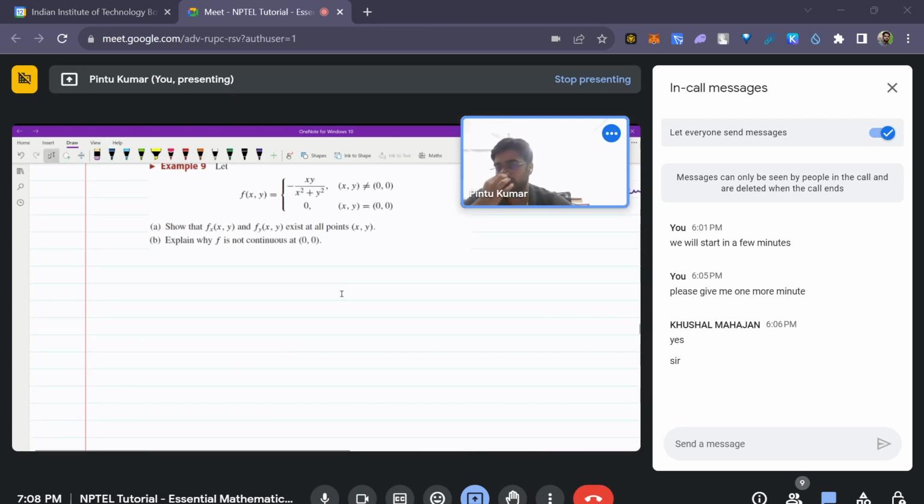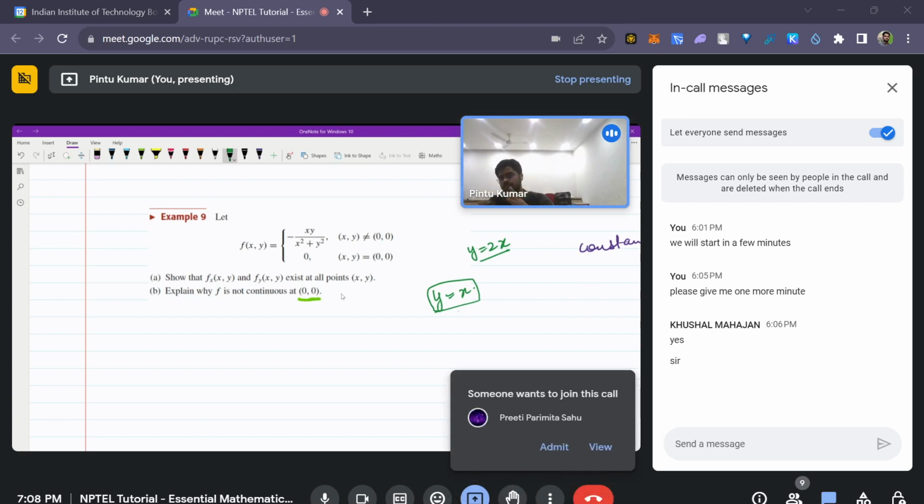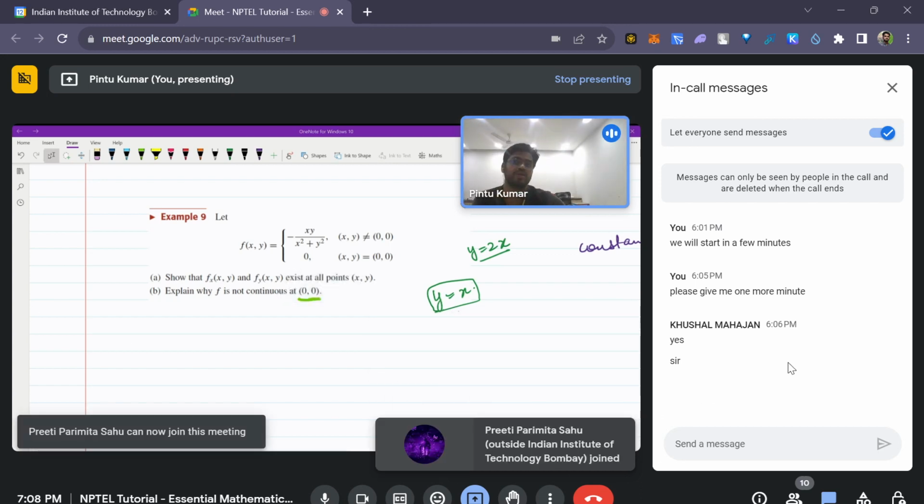Okay, so for this equation, I have to check the continuity at 0 comma 0, right? To reach 0 comma 0, let me take two lines. One is y is equal to x. If you look at the line y is equal to x, this passes through point 0 comma 0. And let me take y is equal to 2x. These are my two paths. Let's see if I approach 0 comma 0 via these two paths, whether I get the same limit of this function or not. If my limit doesn't exist at all, then there is no point in talking about continuity.